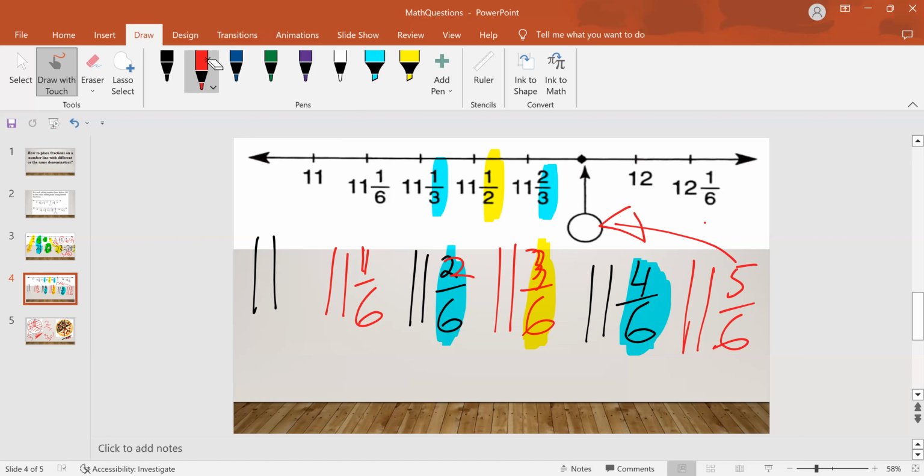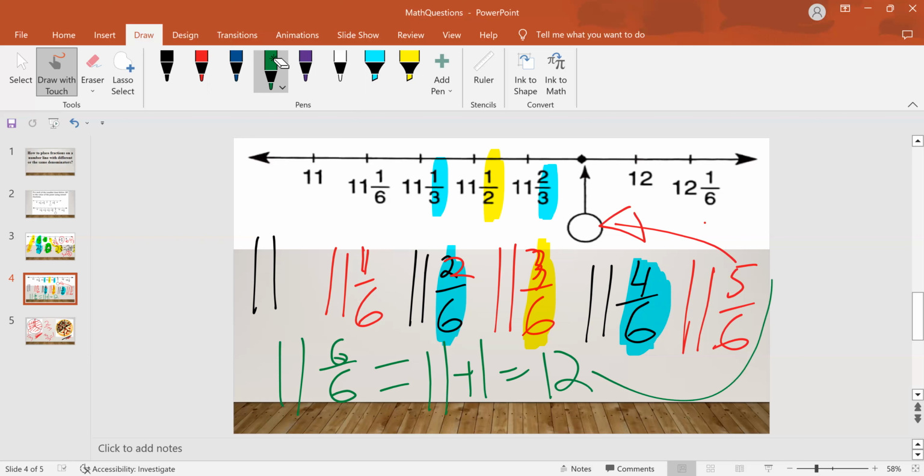So if the pattern continues, after that we're going to have 11 and 6 over 6. But remember, 6 over 6 is 1. So it's like we have 11 plus 1, which is 12. That is the 12 we have here. You see? And if we continue after 12, it's going to be 12 and 1 over 6, which is this one here. After that, we're going to have 12 and 2 over 6. But we're going to reduce the 2 over 6, and if you reduce the 2 over 6, you get 1 over 3.